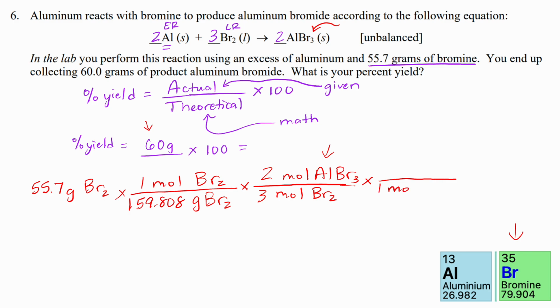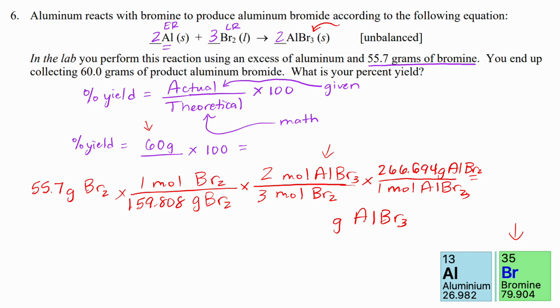I know in 1 mole of AlBr3, that is equal to the molar mass of AlBr3. So first step for me is going to be 79.904 times 3. Plus my molar mass of aluminum, which is 26.982. So that gives me a molar mass of 266.694. And now you can see that our units are canceling out, and we're left with grams of AlBr3. So let's go ahead and do that math.